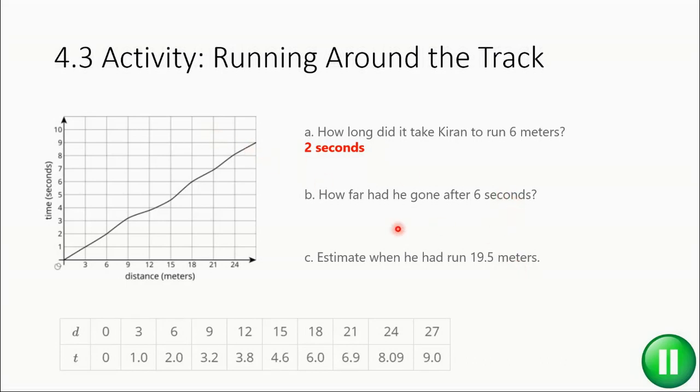All right, welcome back. So after 6 seconds, if you come up here and go over, you will see that they have gone approximately what? It looks like about 18 meters. And if you come down here, your time is below. You see 6 seconds and you see 18 meters, which is good.